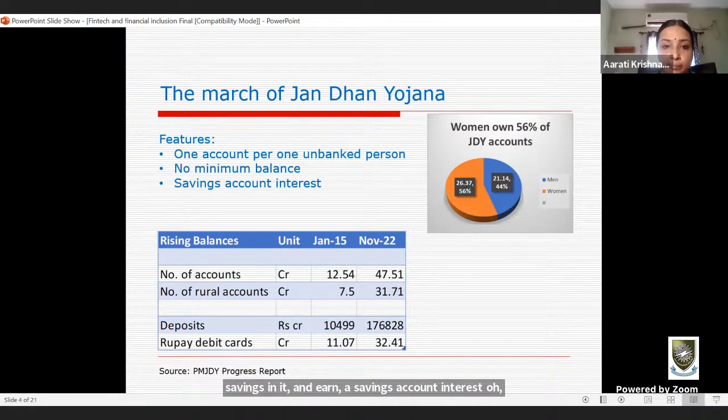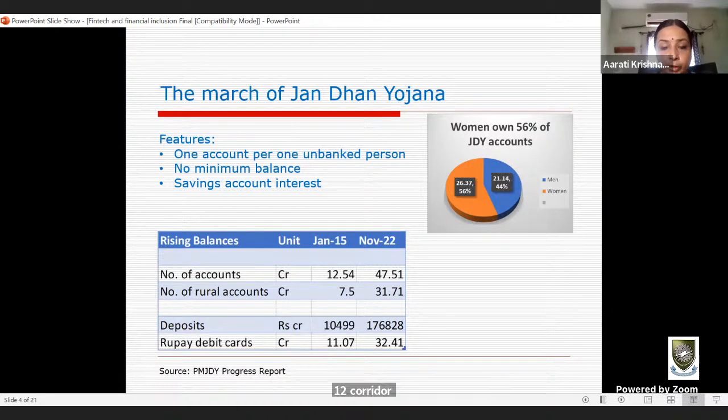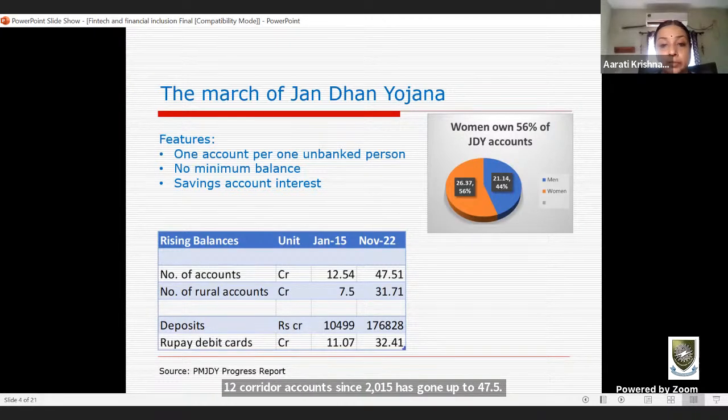Now, if you look at the numbers below in this table, you will see how amazing the growth of these Jan Dhan Yojana accounts has been in the last 7 years. It started with just 12 crore accounts in 2015. It has gone up to 47.5 crore accounts by November 2022. That is why the World Bank is saying nearly 80-90% of Indians today have a bank account.